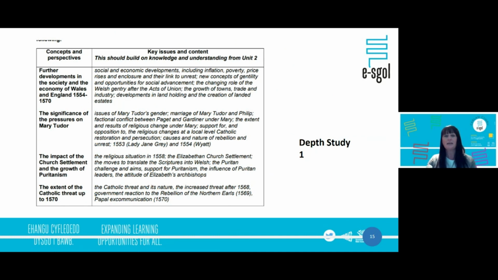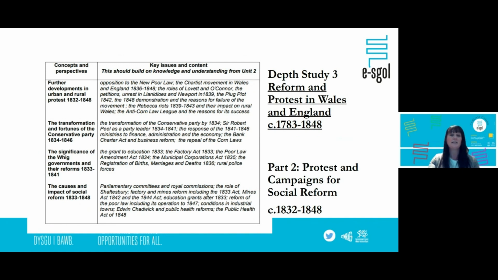So if you are doing depth study 1, it will look like this. Okay, you've got your concepts and perspectives, and then the key issue and the content on the right hand side. And the layout is exactly the same. Okay, this is depth study 3, and you can see it's laid out exactly the same with concepts and perspectives, and then the key issue and content. And you should know everything on that specification.